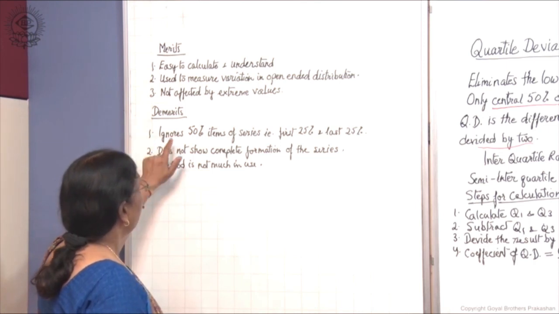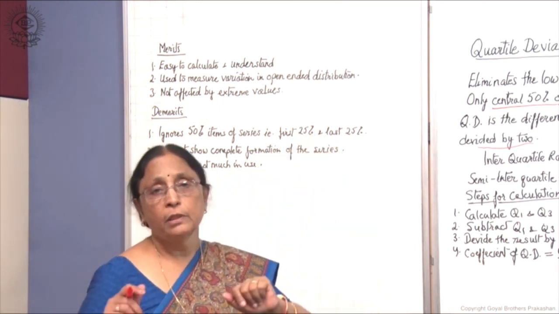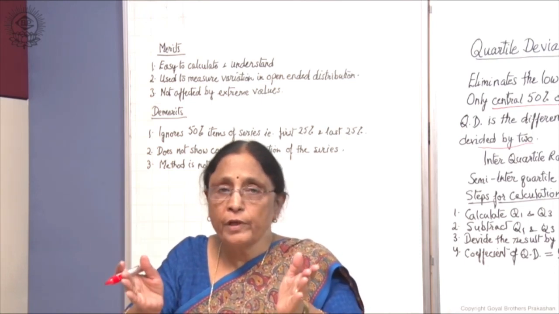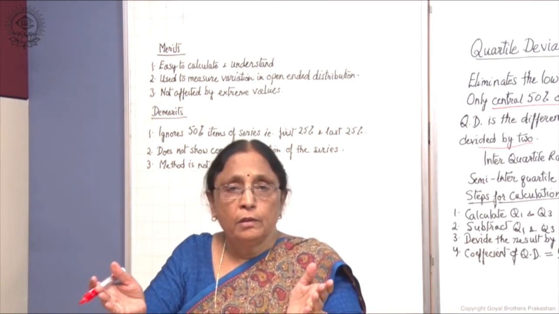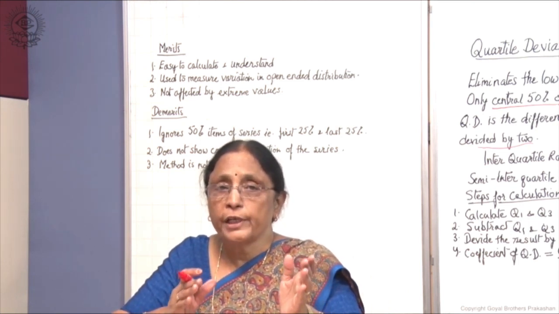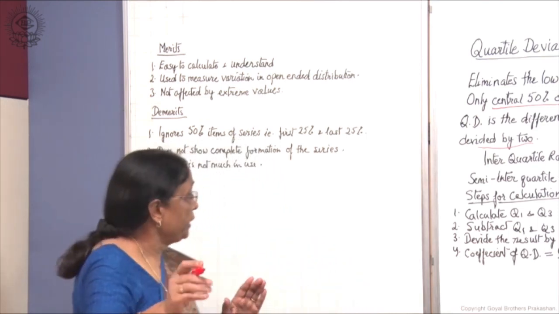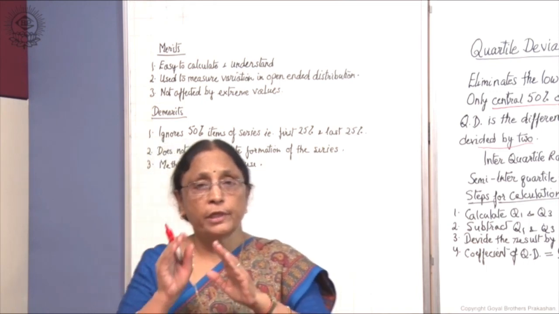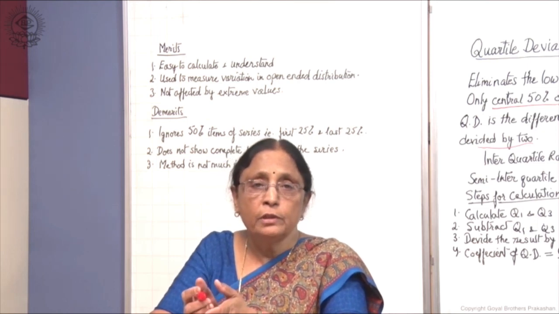Now, demerits: it ignores 50% of items of the series, that is the first 25% and last 25%, right. One way it is good that we are taking the central values and we are not concerned with the extreme values, it is a merit, but we are not considering the whole of the series. 50% of the series is neglected, not taken into consideration, only 50% is taken into consideration, so this is a demerit. Second, it does not show the complete formation of the series, because it is concentrated only in the central value.